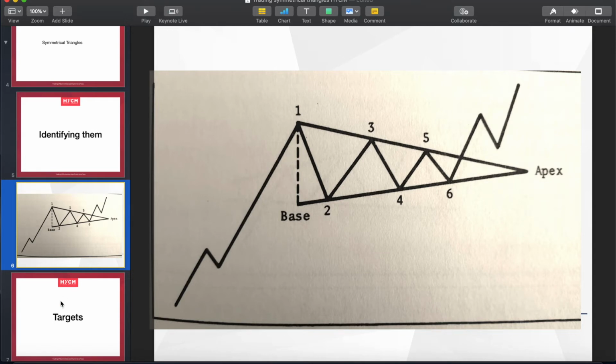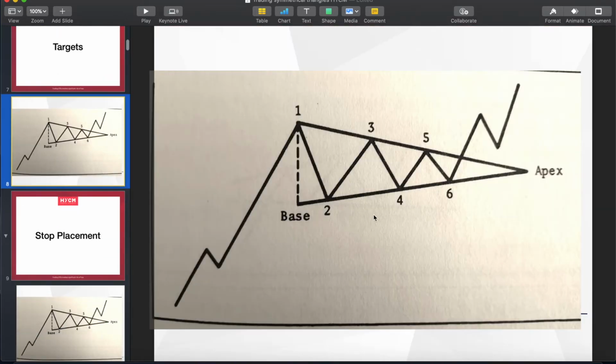Now the targets. How do you determine the target? The obvious target is the height of the pattern. It's the general rule of thumb with all technical patterns. You just aim for the height of the pattern. So potentially this is the height, this base here. So take that measurement, put the measurement here, and then you'd aim for a target at an extension of the pattern. Or you can draw, if there's a trend line, a trend line across the top of the first point and have that as a target.